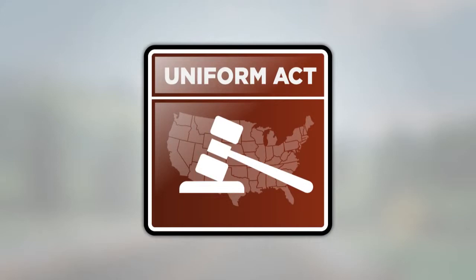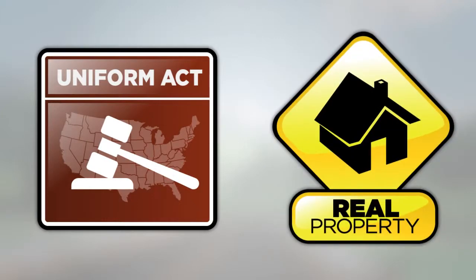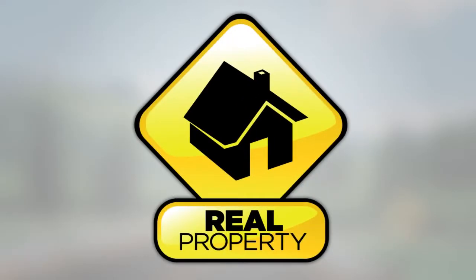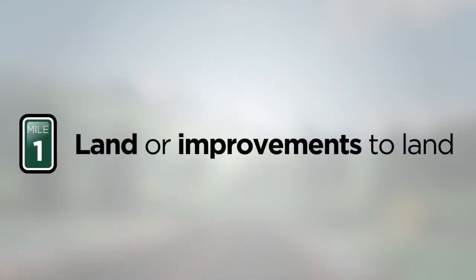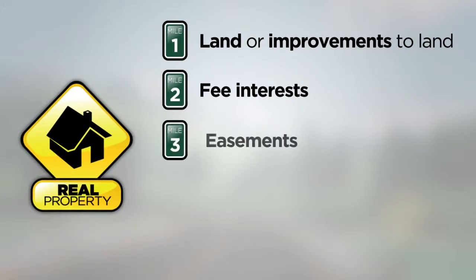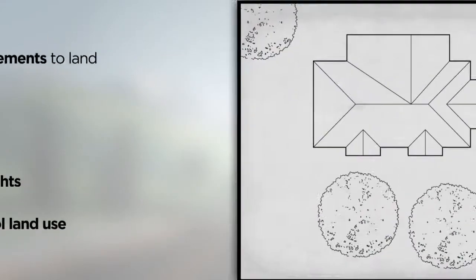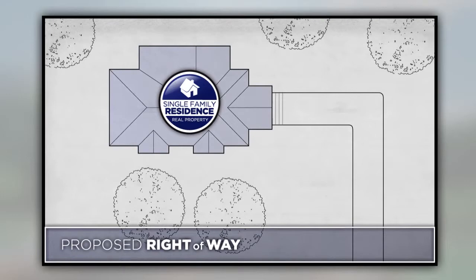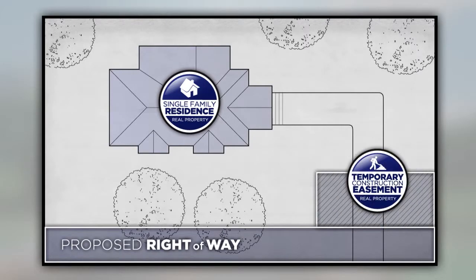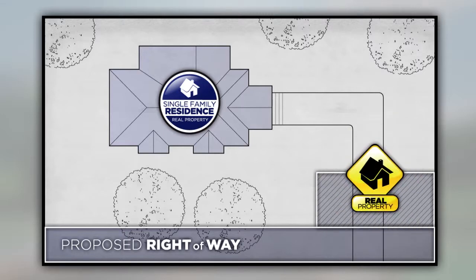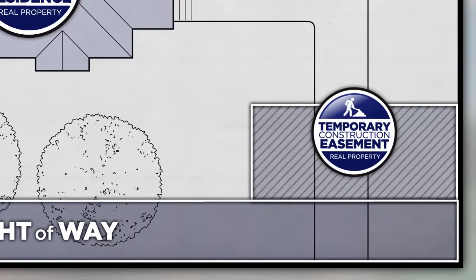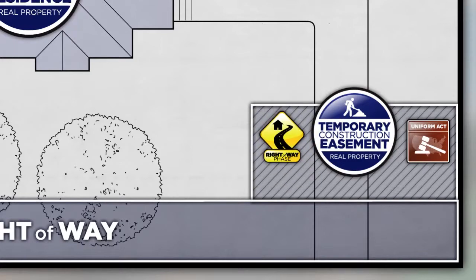The Uniform Act and right-of-way requirements apply any time an agency seeks to acquire real property to make way for the construction of a federal aid project. Real property is a term that is used to describe land or improvements to land, fee interests, easements, air or access rights, or the rights to control the use of land, such as leases. For example, an agency might ask a property owner to convey a temporary or permanent easement in order to construct a project. When agencies acquire temporary or permanent easements from a property owner, that agency is acquiring real property interests, which is considered right-of-way. Because this is a federal aid project, the Uniform Act and right-of-way requirements would apply.